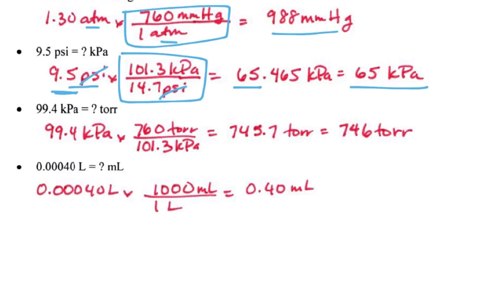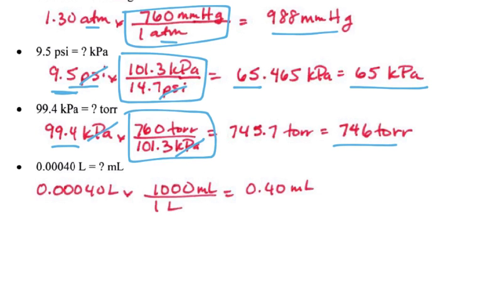99.4 kilopascals to torr. Okay, again, I make a conversion using 2 of my numbers, kPa on the bottom so they cancel, torr on top: 760 torr per 101.3 kPa. So I get a value of 745.7. 3 significant figures, round that off to 746 torr.